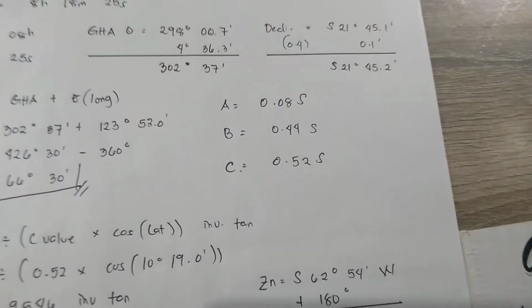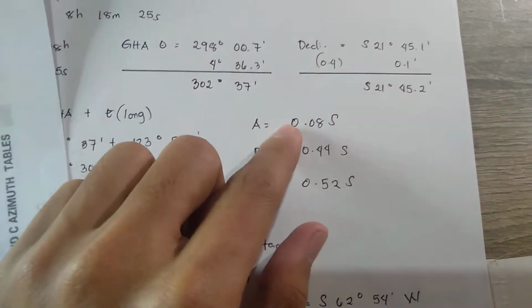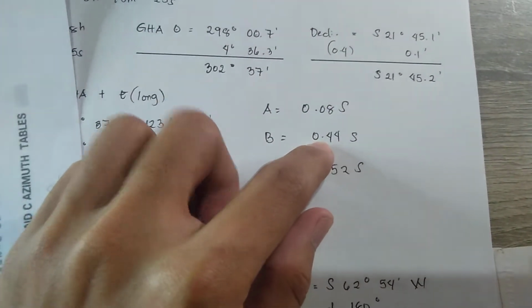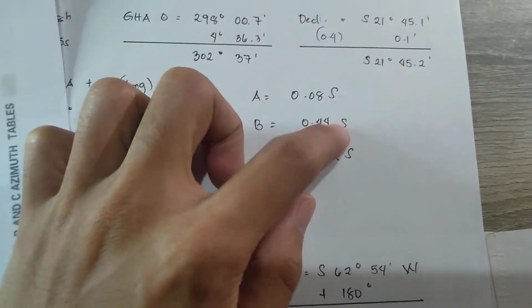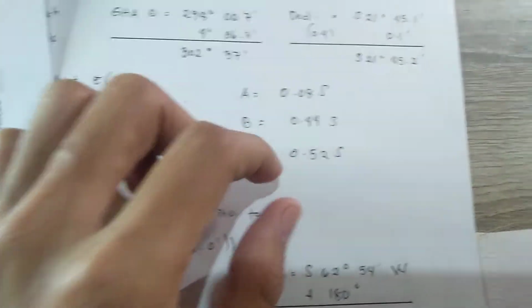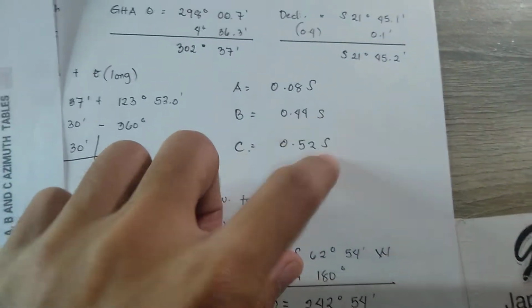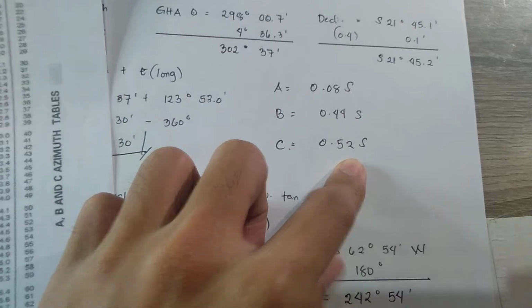For table C, the last value, we simply add A and B since they have the same direction. That's adding 0.52 south.